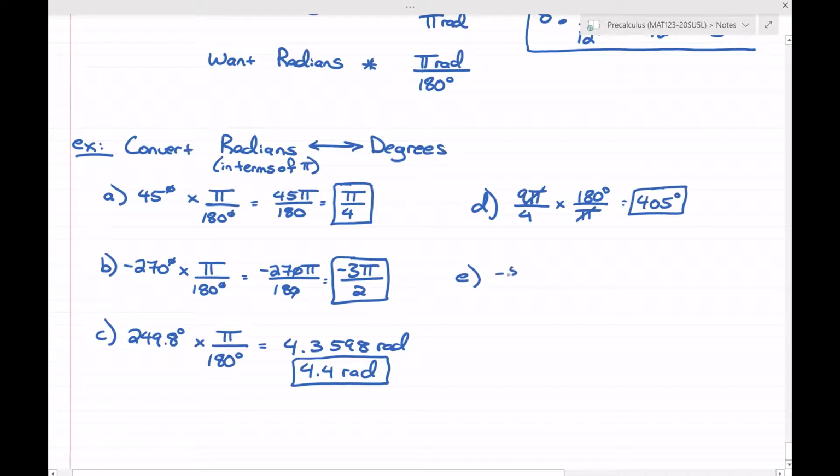I'm going to do negative 5 pi over 6. I want degrees, so I'm going to multiply by 180 degrees over pi. Pi's cancel. Negative 5 times 180 divided by 6 is negative 150.